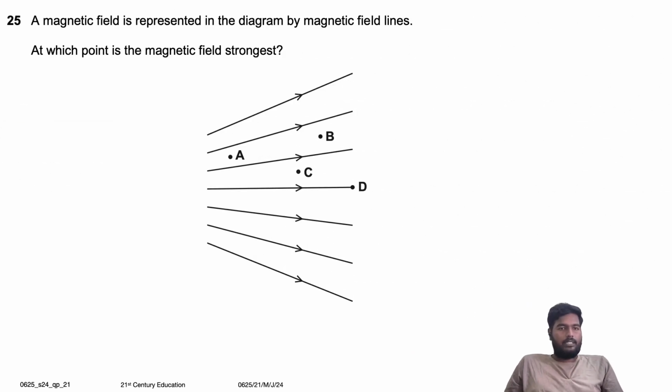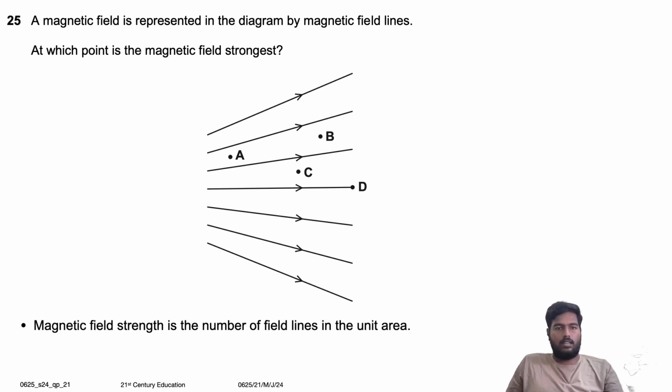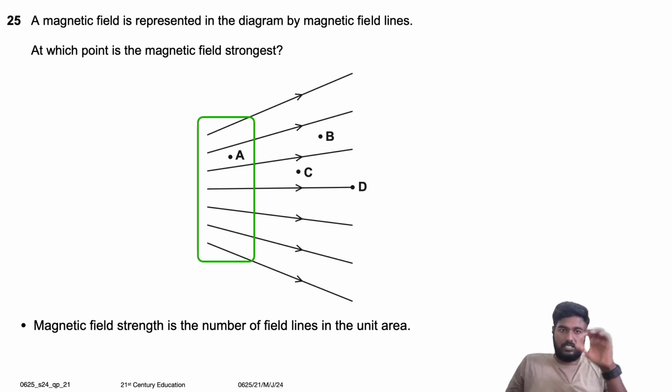A magnetic field is represented in the diagram by magnetic field lines. At which point is the magnetic field strongest? What is magnetic field strength? Number of field lines in the unit area. So in which area are its lines closely stacked together? Obviously A. So this region, magnetic field strongest. And if they give one point directly A, let's say some X or something, that has equal strength of magnetic field, because in vertical they have equal distribution of lines.